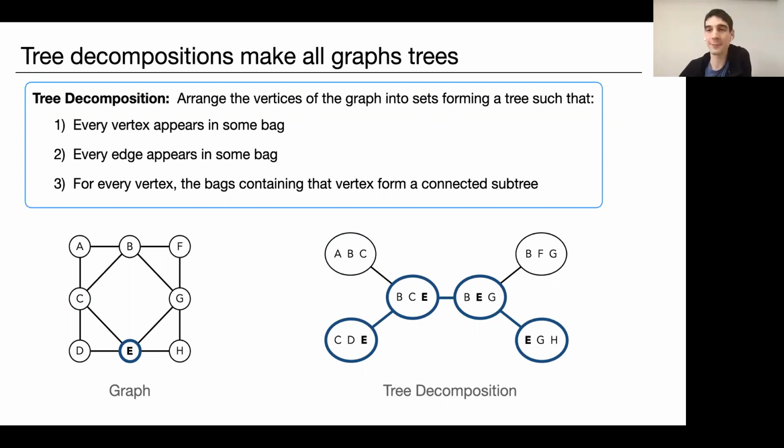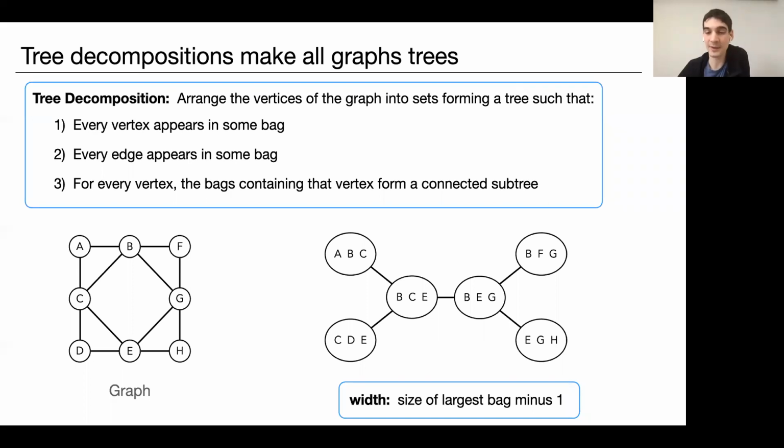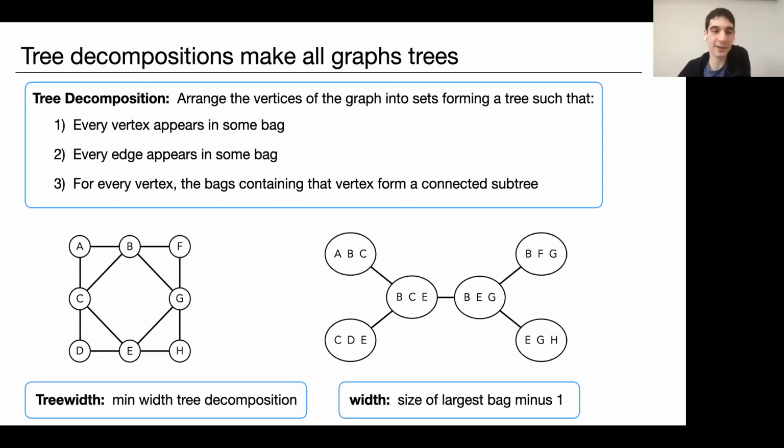And it will turn out, as we'll see later, that tree decompositions are useful whenever the bags can be made to have relatively small size. So we call the width of a tree decomposition the size of the largest bag, minus 1 for historical reasons. And we'll say that the treewidth of a graph is what you get when you take the best tree decomposition of that graph possible and take its width. So it's the minimum-width tree decomposition. This is the definition of treewidth and tree decompositions.